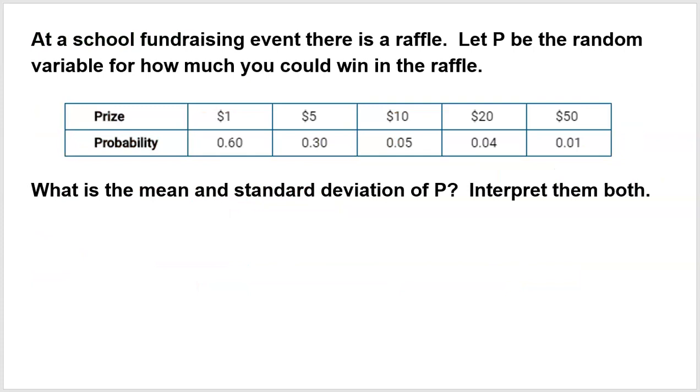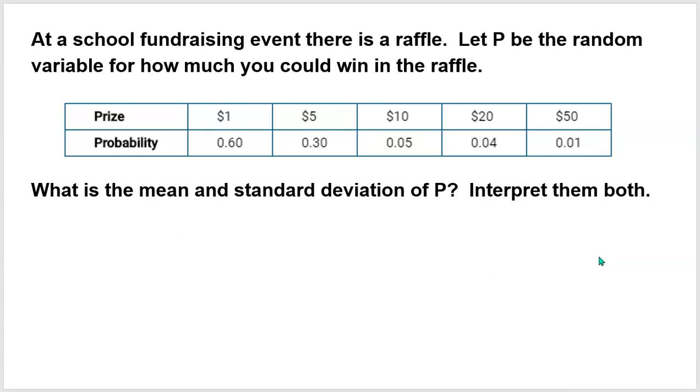Let's look at another example so you can practice this. All right, this is back to our prize money. At a school raffle, we could win $1, $5, $10, $20, or $50. Everybody's a winner, so something's going to happen. You could hopefully win $50, but most of the time you're probably just going to win the $1. All right, so what is the mean and the standard deviation of P?